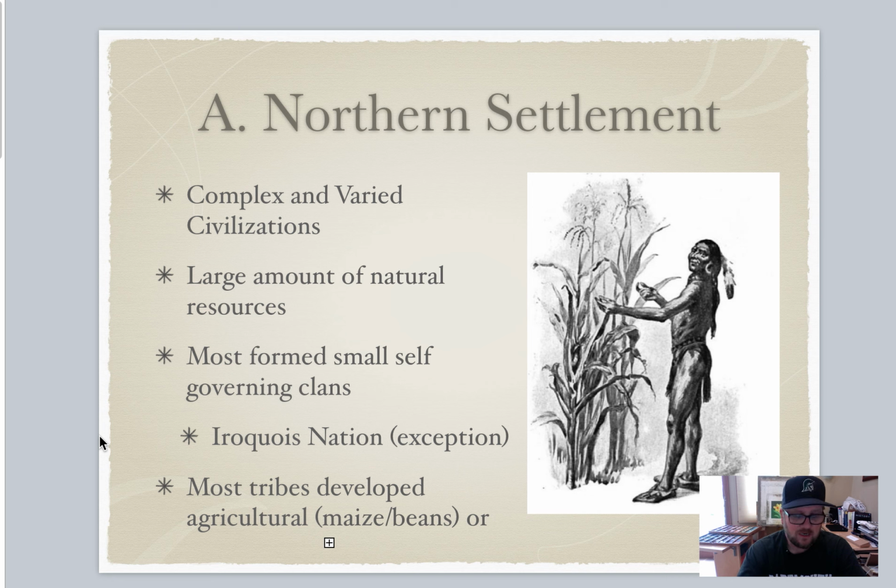So they would be in one location. On the Great Plains, as we'll talk about a little bit later, there were nomadic tribes. But for the most part, Native Americans stayed in one regional area and developed villages and agricultural fields and a society based on that settlement.